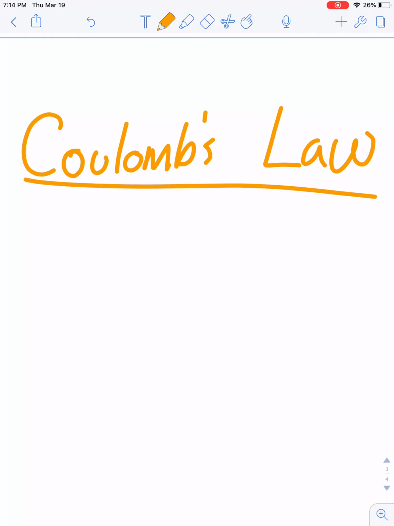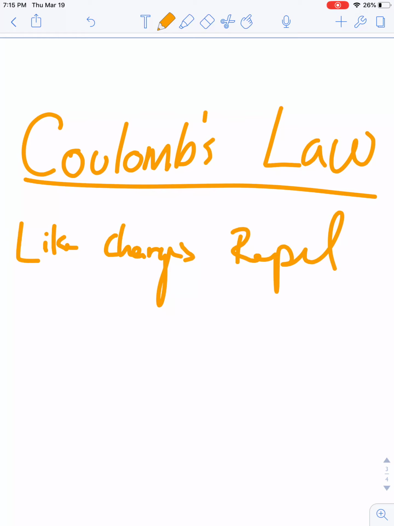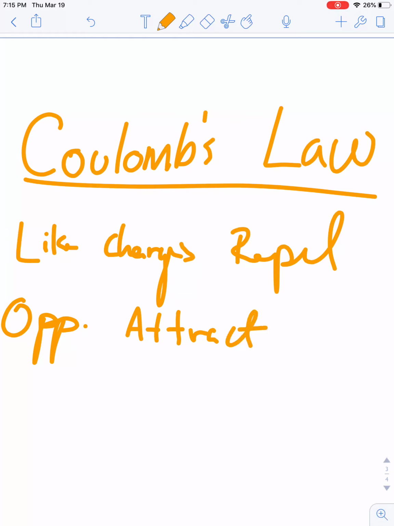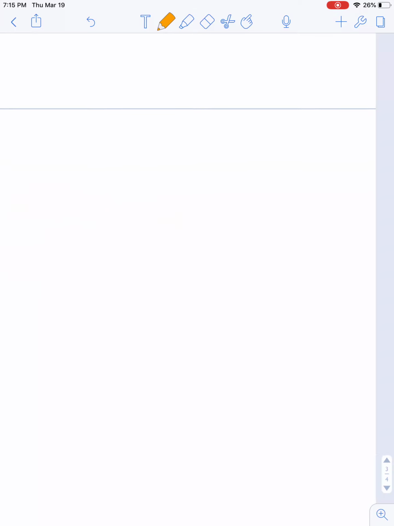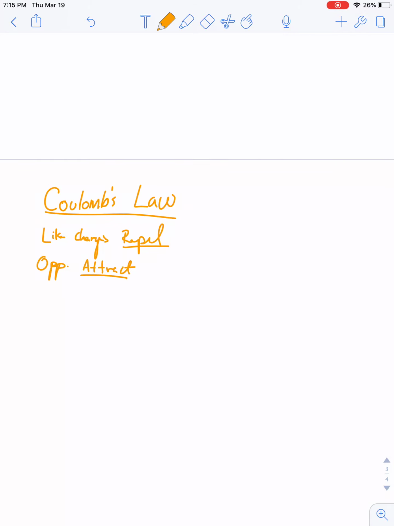So Coulomb's law essentially reiterates the fact that like charges repel, opposites attract. And the force with which they either repel or attract each other is proportional to the charges of those, and inversely related to the square of the radius.